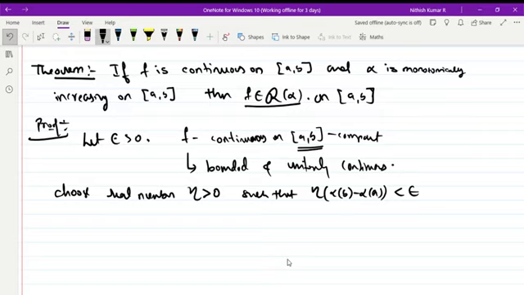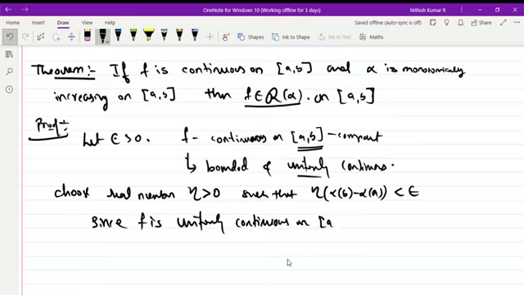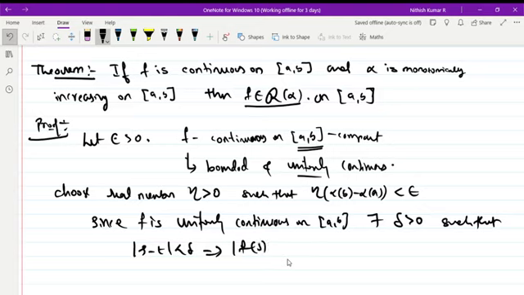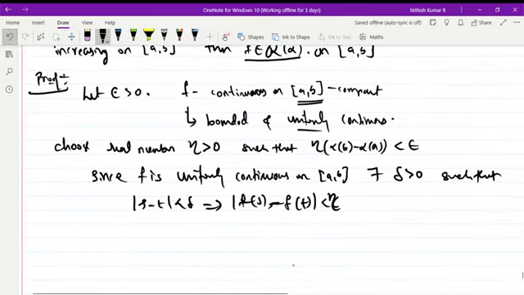Okay, now since f is uniformly continuous on the closed interval [a, b], there exists a delta greater than 0 such that whenever the distance between s and t is less than delta, the distance between f of s and f of t is less than, now I'm taking with respect to this eta greater than 0, there exists a delta such that modulus of s minus t less than delta implies modulus of f of s minus f of t is less than eta.